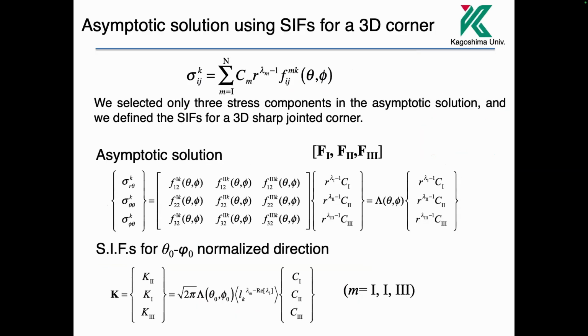So after that, we define the stress intensity factors. So these are the asymptotic solutions, in more detail. In this case, we obtain these three components of the stress, and these eigenfunctions can be expressed by F1, F2, F3, and finally we show the lambda like this. And we can define the stress intensity factor for the sharp 3D corner like these equations.